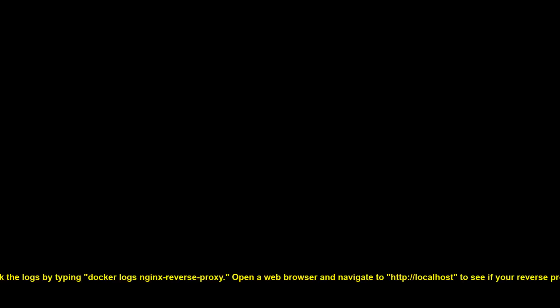To verify that Nginx is running successfully, type docker ps to check your running containers. You can also check the logs by typing docker logs nginx-reverse-proxy. Open a web browser and navigate to http://localhost. If everything is set up correctly, you should see the backend service responding.